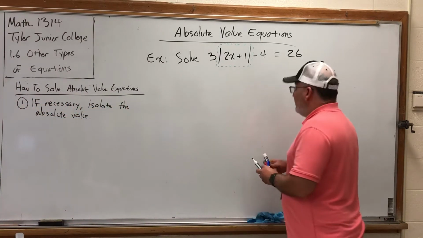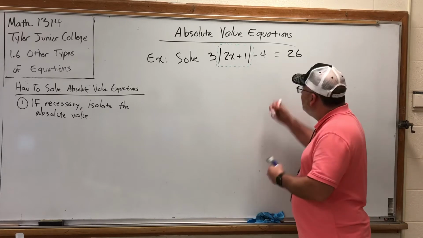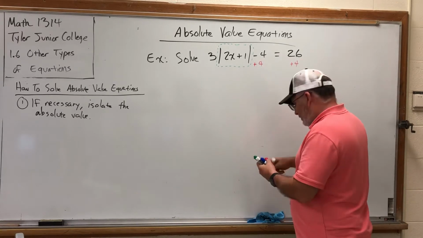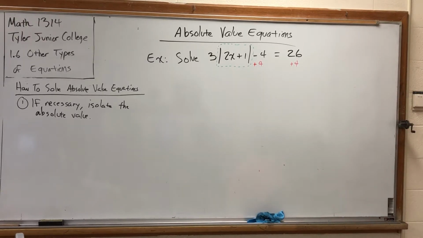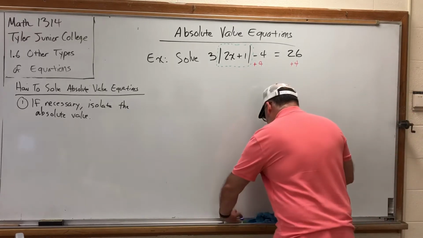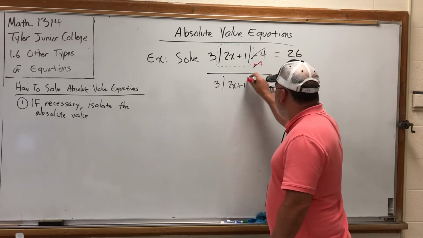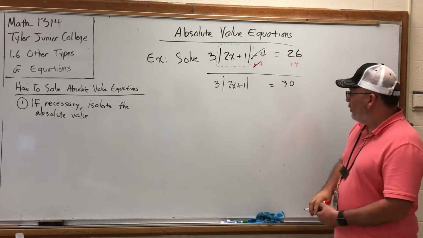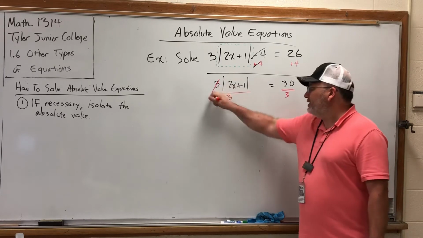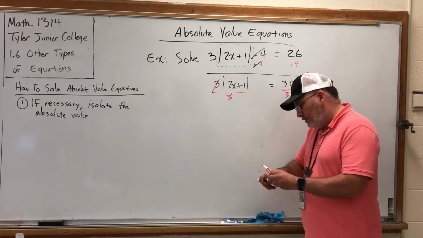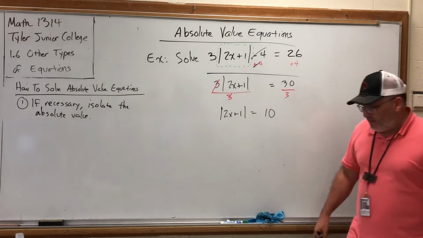So we just need to get rid of the 3 and the 4 the same way we would normally do it, in the same order we would normally do it. So starting with the -4, add 4 to both sides. And that would give us 3 times the absolute value of 2x plus 1 is equal to 30. But we still haven't isolated the absolute value yet because it's multiplied by 3. So if we divide both sides by 3, we can cancel the 3, leaving the absolute value of 2x plus 1 is equal to 10. All right, so mission accomplished.